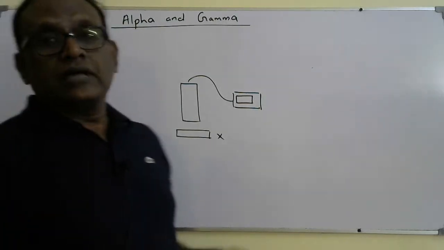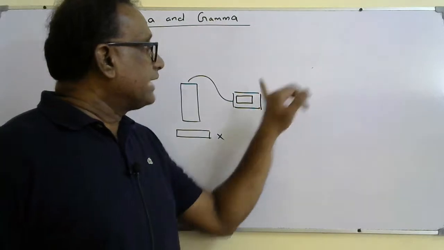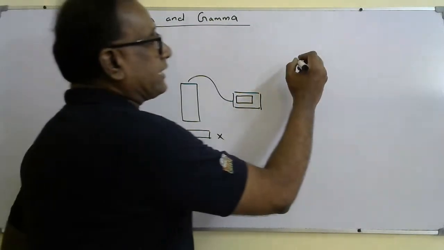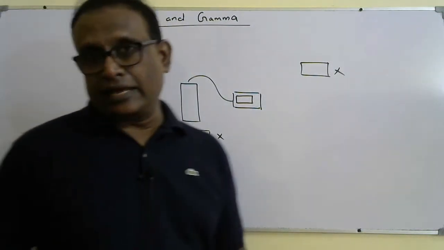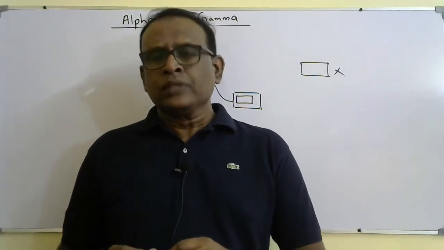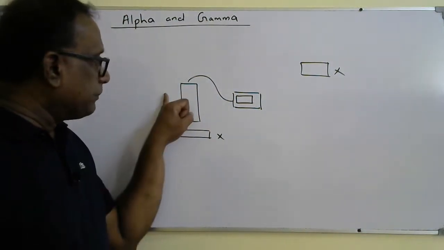Okay, next thing is about alpha and gamma, no beta. So the given sample is not emitting beta. So the given radioactive sample X is emitting only alpha and gamma. How to confirm that practically? Measure the background count rate. Keep the source closer to the GM tube window.